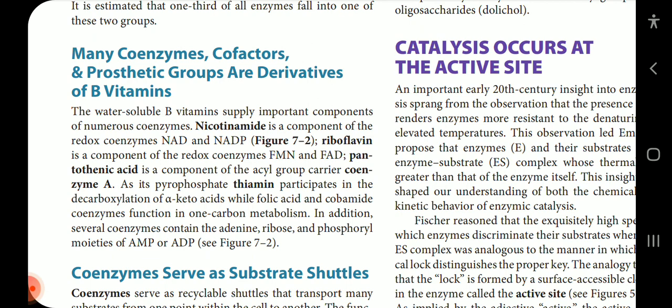Nicotinamide is a component of the redox coenzymes NAD and NADP. Riboflavin is a component of redox coenzymes FMN and FAD. Pantothenic acid is a component of the acyl group carrier coenzyme A. Its pyrophosphate, thiamine, participates in the decarboxylation of alpha keto acids, while folic acid and cobamide coenzymes function in one carbon metabolism. In addition, several coenzymes contain the adenine, ribose, and phosphoryl moieties of AMP or ADP.